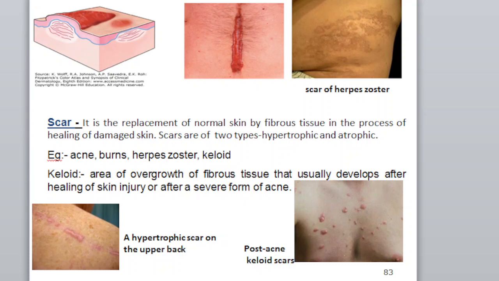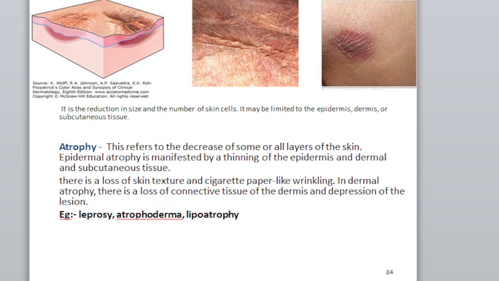Keloid is an area of overgrowth of fibrous tissue that usually develops after healing of skin injury or after a severe form of acne. Atrophy refers to the decrease of some or all layers of the skin. Epidermal atrophy is manifested by a thinning of the epidermis and dermal and subcutaneous tissue. There is a loss of skin texture and cigarette paper-like wrinkling.